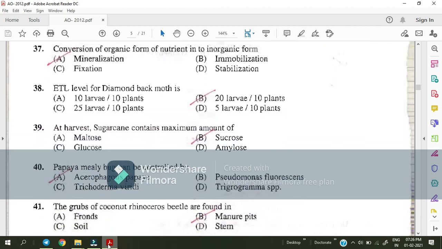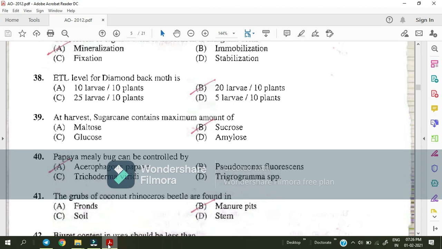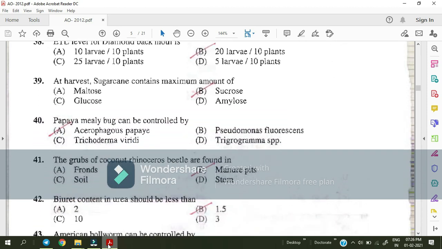40th question. Papaya mealybug can be controlled by. Papaya mealybug scientific name is Paracoccus marginatus. So control is by Acerophagus papayae. 41st question. The grubs of coconut rhinoceros beetles are found in manure pits. Coconut rhinoceros beetle scientific name is Oryctes rhinoceros. Coconut's other important pest is red palm weevil, Rhynchophorus ferrugineus.